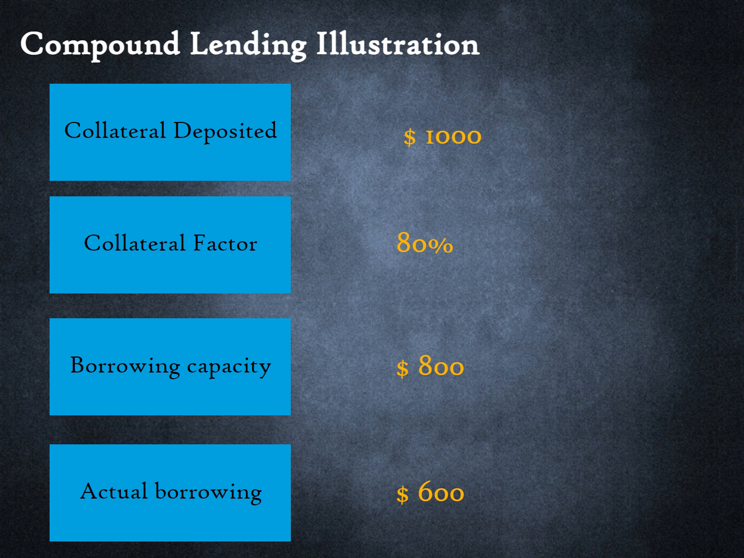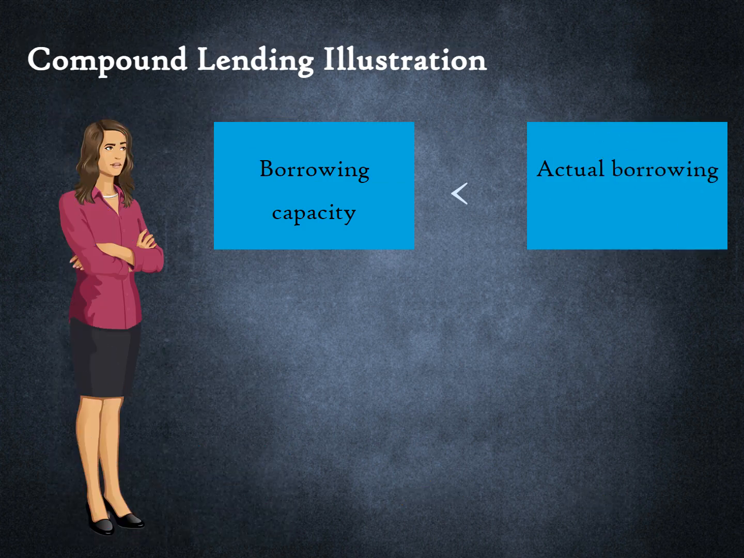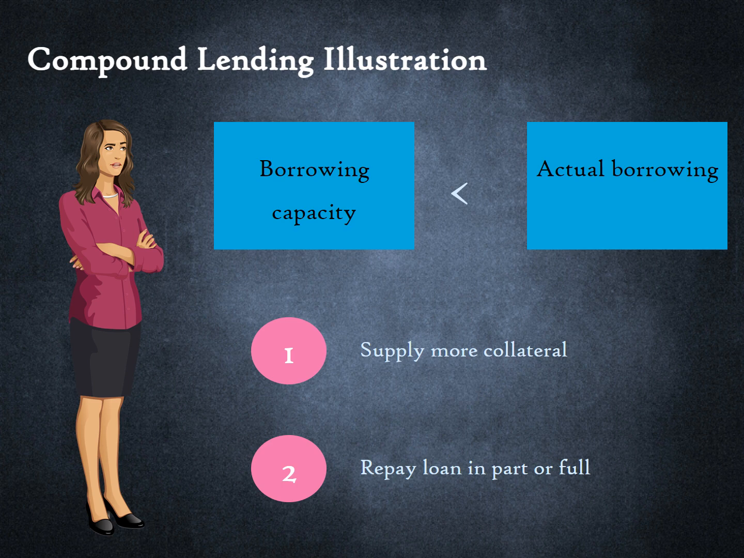The value of Ether collapses to $700. The borrowing capacity now is 80% of 700, which is 560. But Alice's loan balance is 600. Alice is under-collateralized. Alice's borrowing capacity is now lower than the actual borrowing. Alice has 2 options. First, she can add more collateral to the Compound protocol. Second, she can repay her loan.